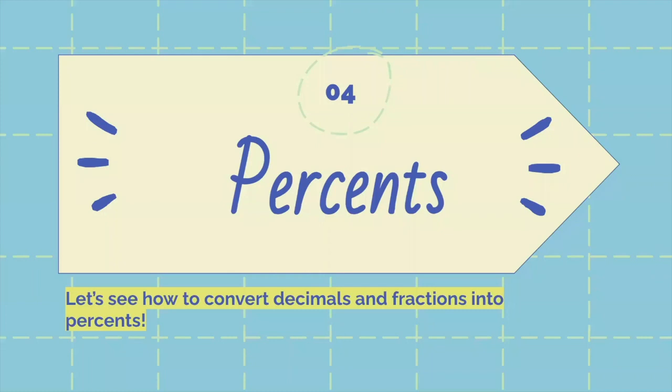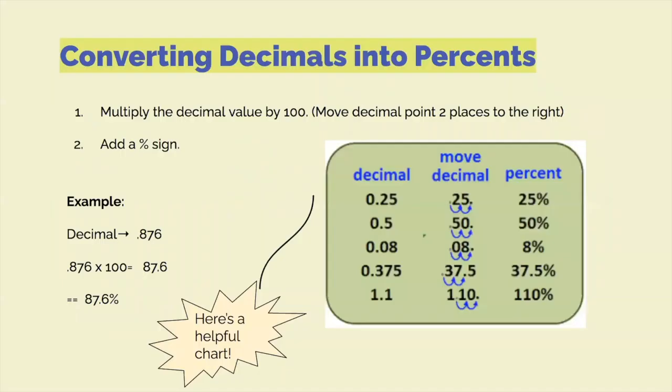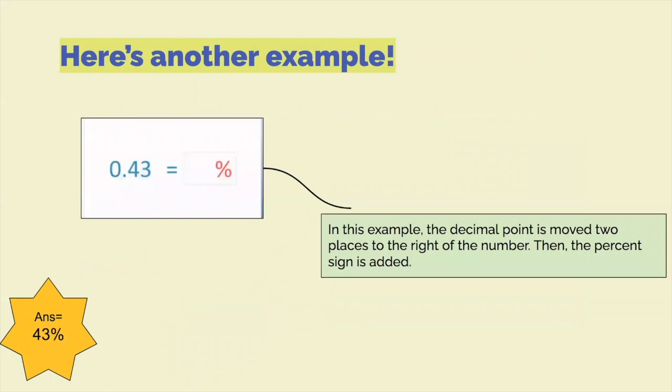Now let's see how to convert decimals and fractions into percents. Converting decimals into percents. The first step is to multiply the decimal value by 100. Move the decimal point 2 places to the right. Lastly, we add a percent sign. In this example, we have 0.876. We multiply 0.876 by 100, which equals 87.6%. Here's another example. We have 43 hundredths. We move the decimal point 2 places to the right, which equals 43%.